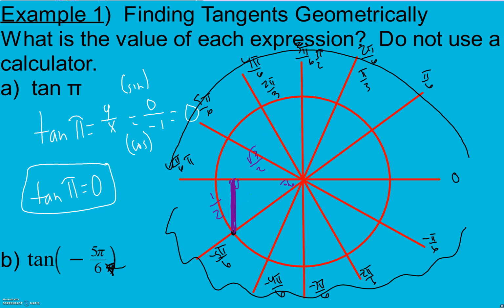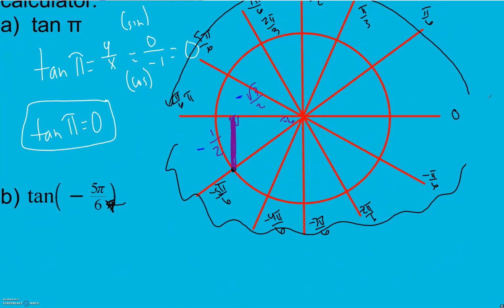Okay. Now I'm going to check my signs. Because I'm in the third quadrant, these are both going to be negative. So the coordinate of my point there is negative square root of 3 over 2. That's my x, how far over. And negative 1/2, my y, how far down. So tangent of negative 5 pi over 6 is y over x.